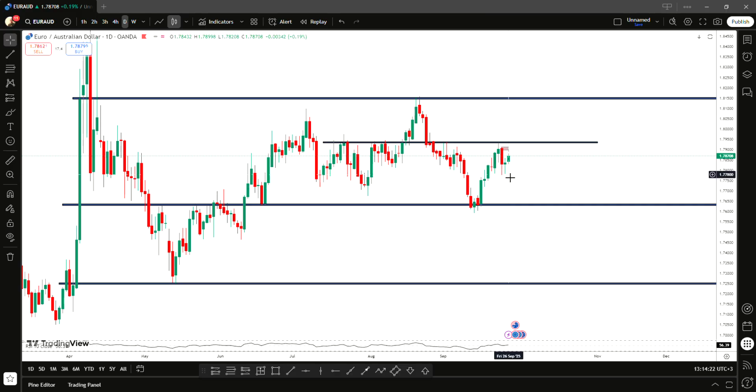Our goal is we have reached the previous support. So now we want to look for buys. However, we cannot just enter for buys, so we need confirmations. So what is your confirmation?